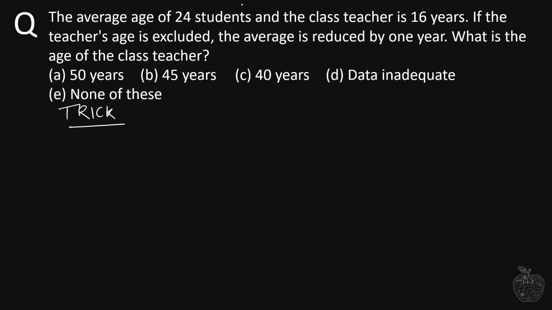we know that the average of 24 students and class teacher is 16. Okay, so we know that the average here is 16, and the new average when the teacher is excluded is reduced by 1 year. So here the new average is reduced by 1 year, which will be 15. Okay, so from this information, the question is trying to tell us that 24 students and a class teacher, their average was 16 when the teacher left.